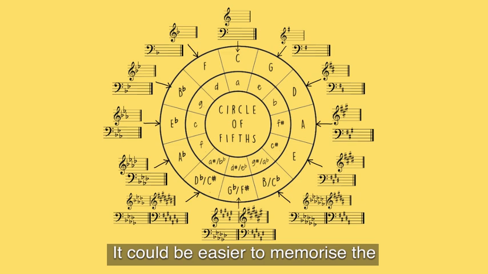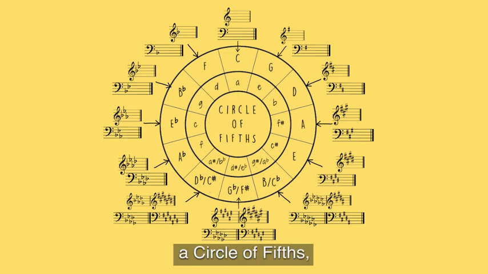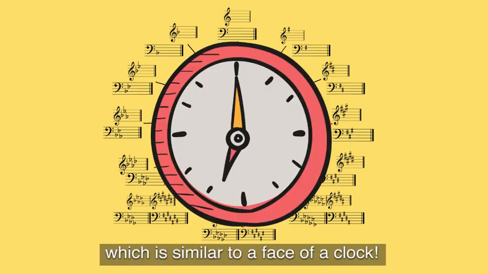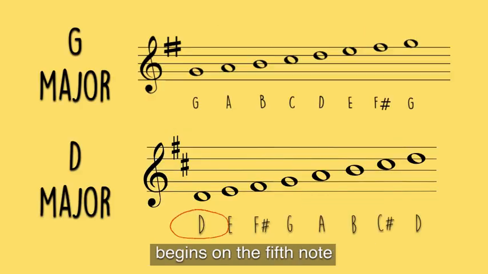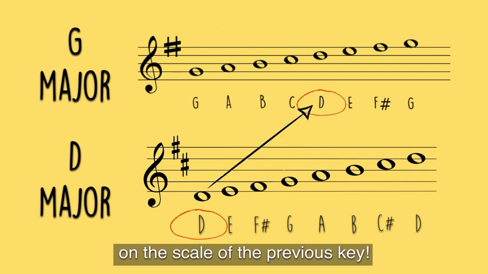It could be easier to memorize the key signatures if you visualize a circle of fifths, which is similar to a face of a clock. Read this diagram in the clockwise direction, and you'll see that each new key begins on the fifth note of the scale in the previous key.